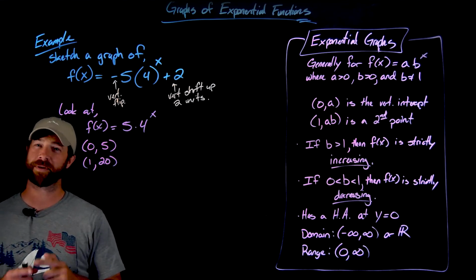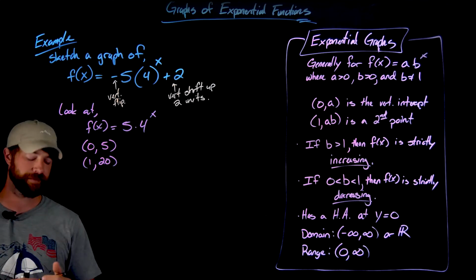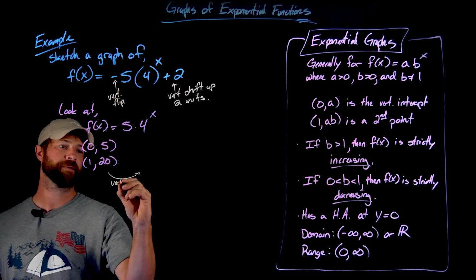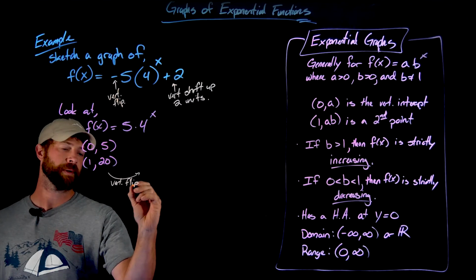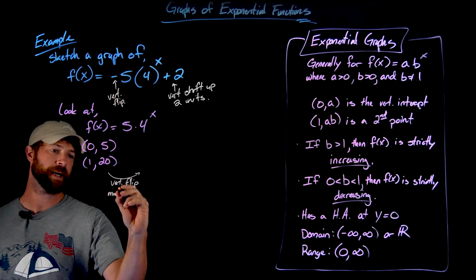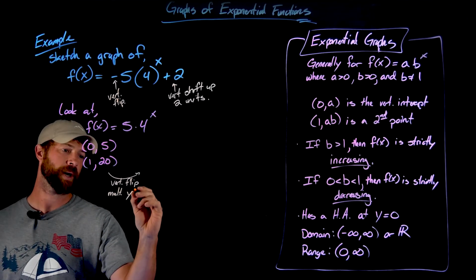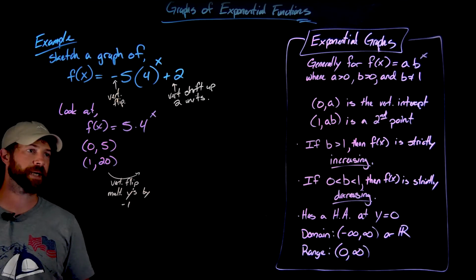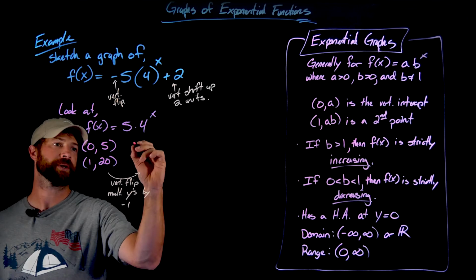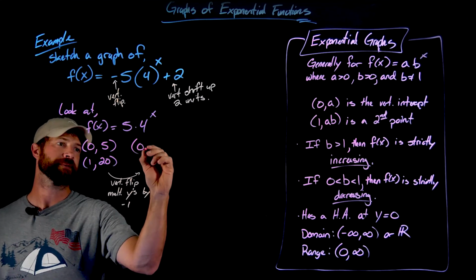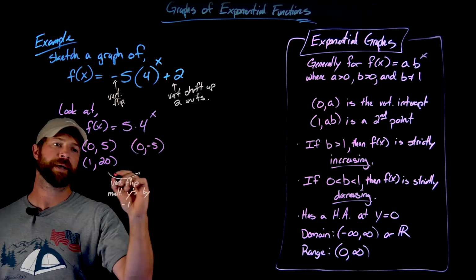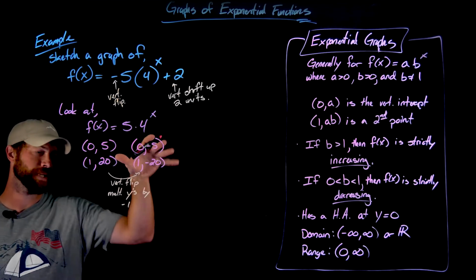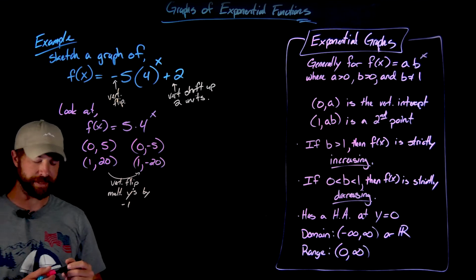I apply my vertical flip first before I do my shifting. So what I'm going to do is I'm going to apply the vertical flip, which means I'm going to multiply the outputs or y's by -1. And so what that will give me in this case, when I apply that transformation, are new points of 0, -5, and then 1, -20. And so again, that represents just this flip over the x-axis.